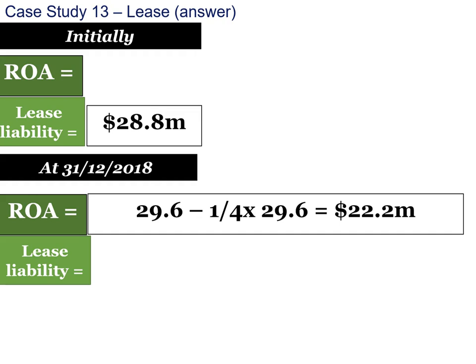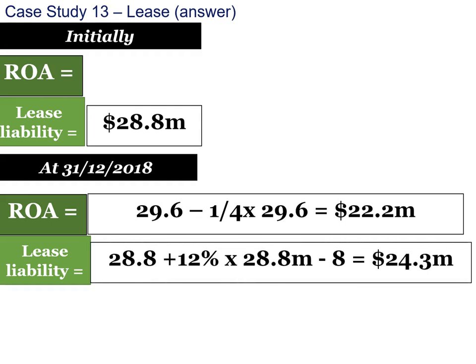So if we depreciate it during the year, because it's being written off over 4 years, we end up with 22.2 million, because it's 29.6 divided by 4. That is the amount that would be written off in year 1. Our lease liability, we've been given the discount factors, is 28.8 million plus 12% times 28.8 less 8. We have a discounted amount of 24.3 million as our end of year lease liability.